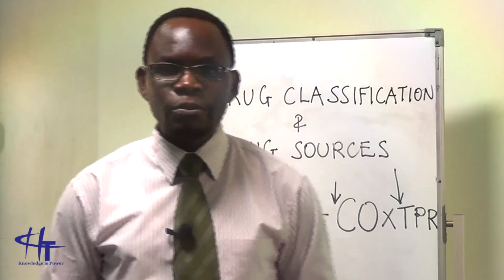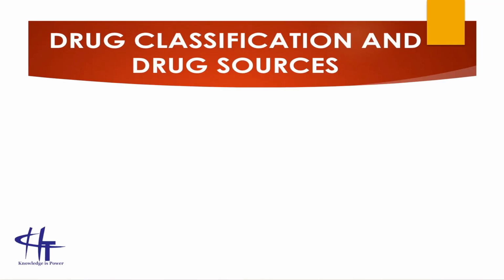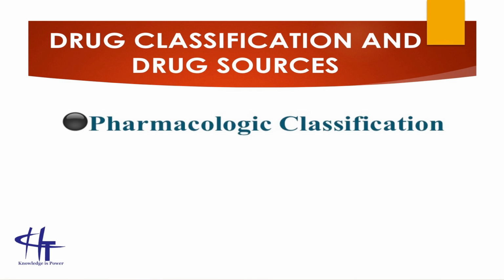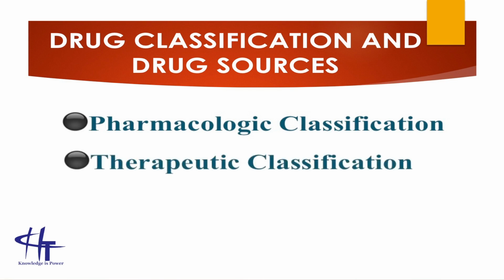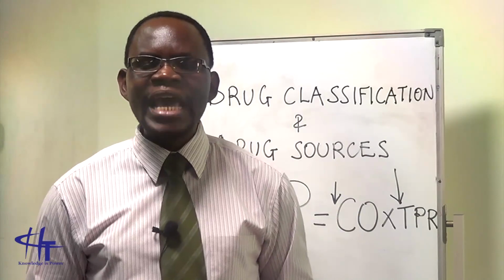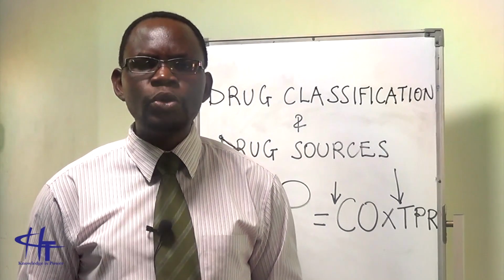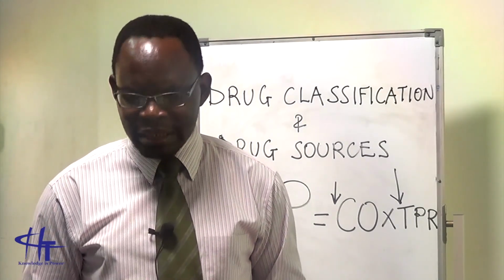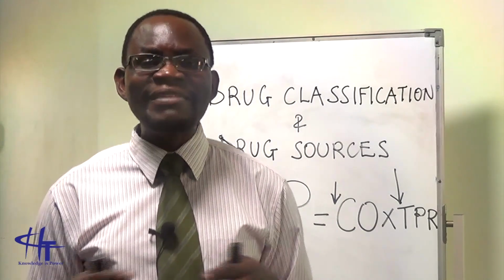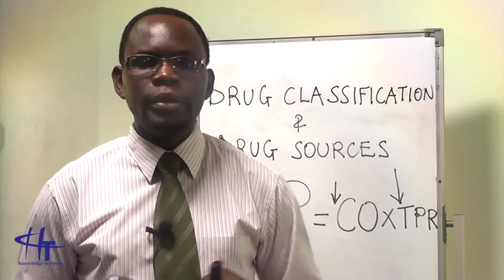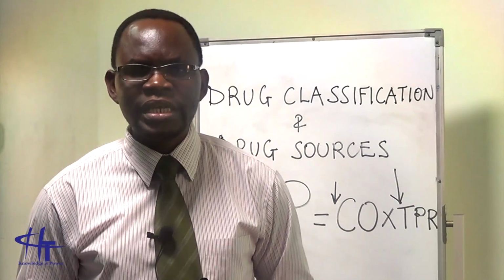So, ladies and gentlemen, we have been talking about drug classification and drug sources. We saw that drugs are classified in two ways: the pharmacologic classification, and most importantly, the therapeutic classification. And when we came to drug sources, we said that we can have the natural drug sources, which are from plants and animals, or even minerals and human beings. And then we also have synthetic drugs, which are made from nowhere as a result of the advances in technology.